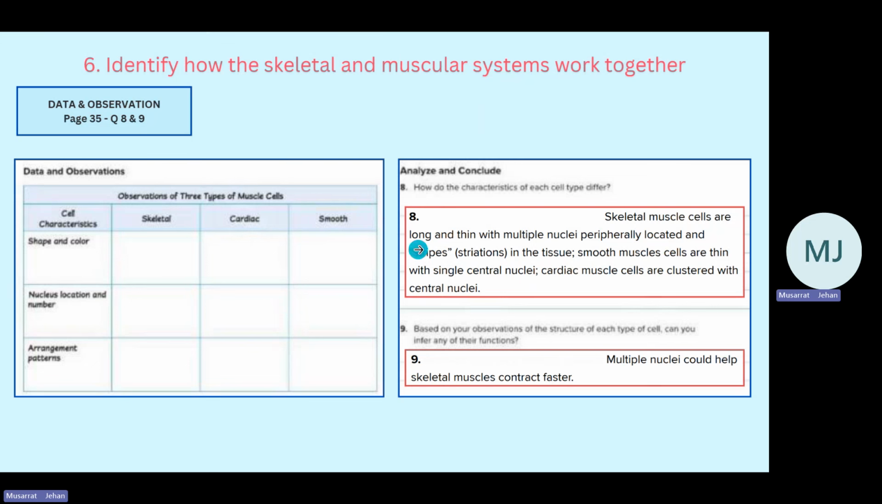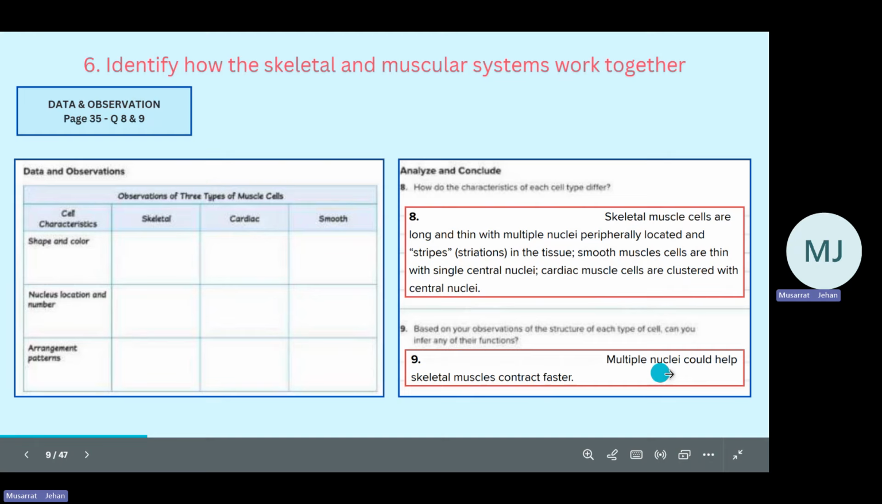Skeletal muscles are long and thin. They have many nuclei, you can fill in here, and they have stripes on them. And because of the stripes, they look like a striped muscle tissue. Smooth muscles are thin. They have one central nucleus. Cardiac muscle cells are clustered with central nuclei. So these are the three types of muscles.